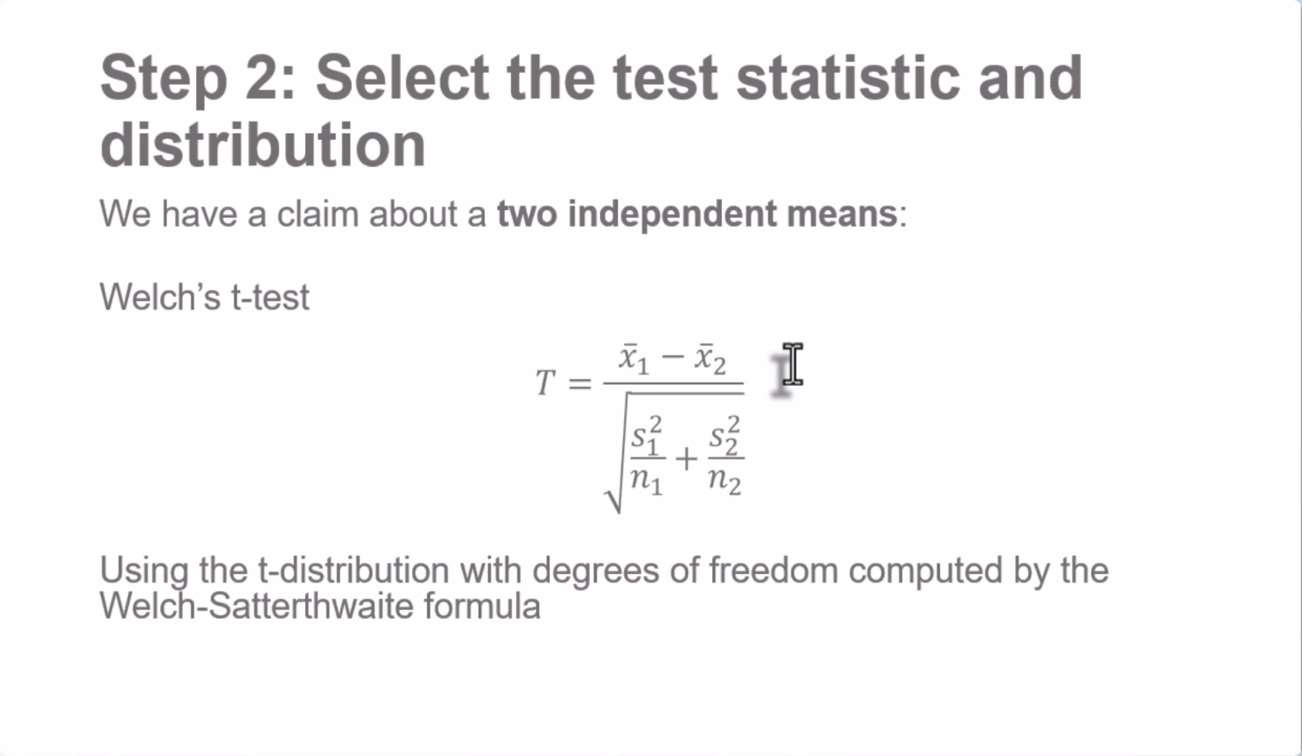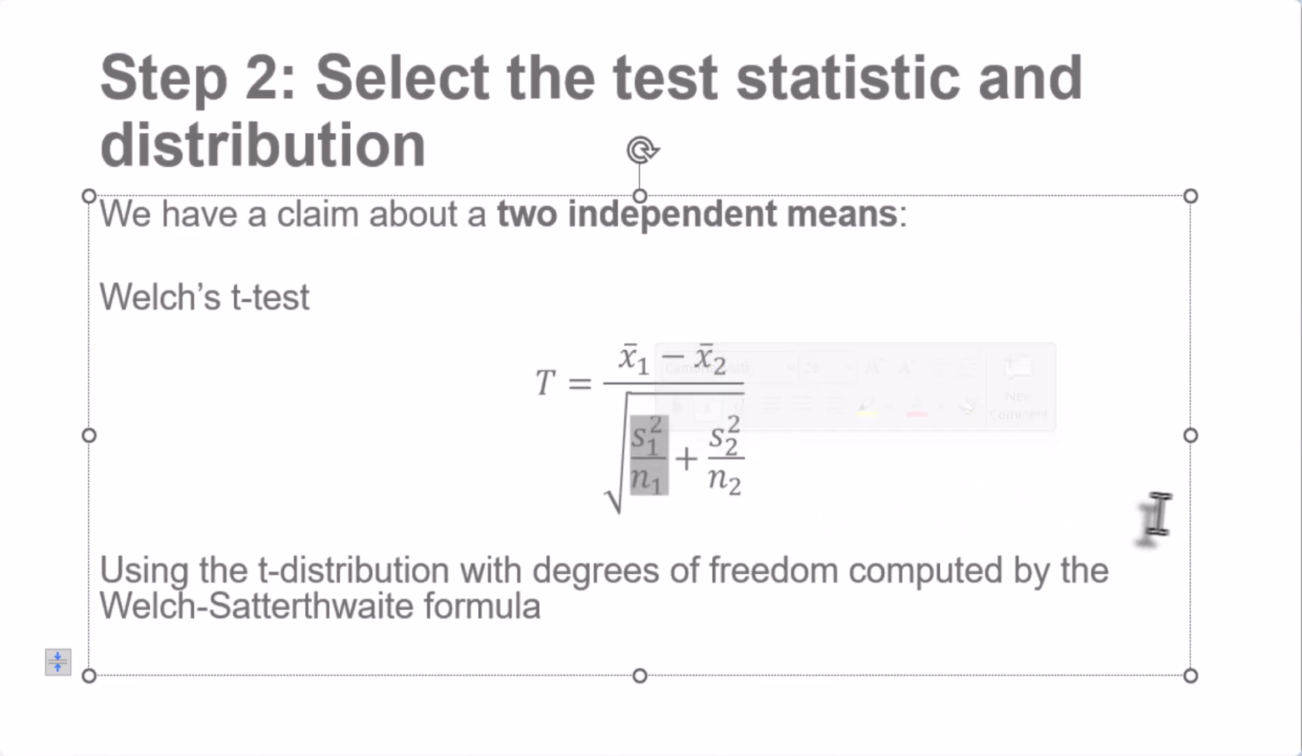And then in the bottom we have a square root, and inside that square root we have S1 squared, that would be the first sample standard deviation squared, divided by N1, that's the sample size of the first sample, plus S2 squared over N2. So you have each of the sample standard deviations squared divided by the sample size. If we only had one of these in the denominator, this would look similar to the test statistic from the hypothesis test for single means, but we have both of them added together and then inside the square root here.